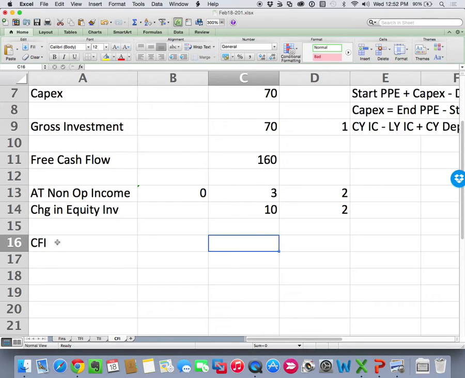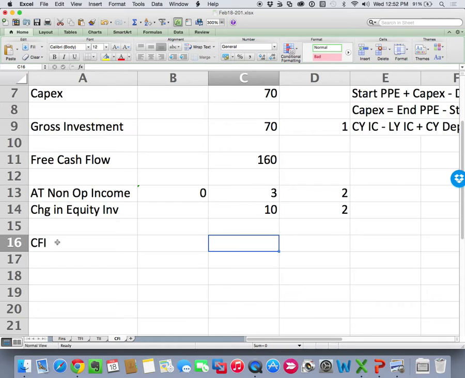Yes, that is the theoretical payout rate. So that's part of my CFI. I generate $3 million of after-tax non-operating profits. Does that add to my CFI or take away? It adds to the cash that I can pay out to my investors.